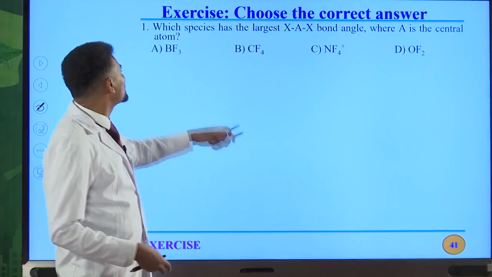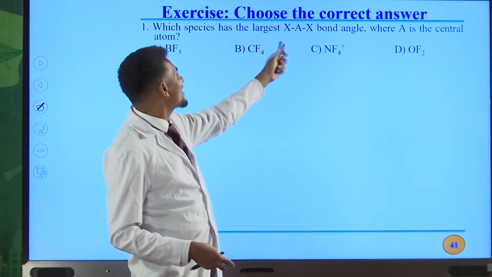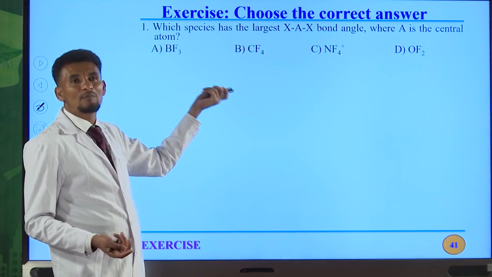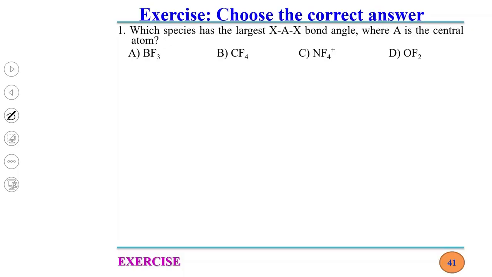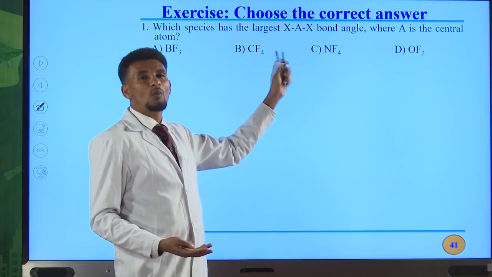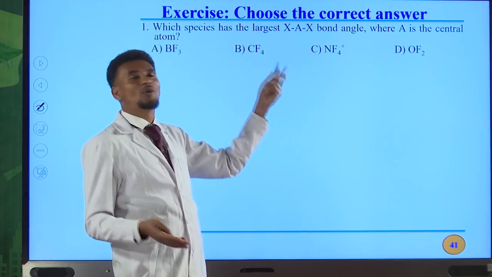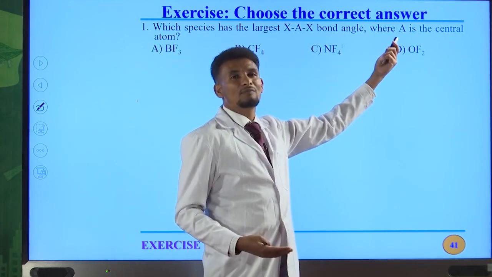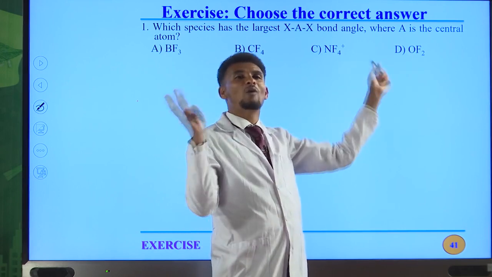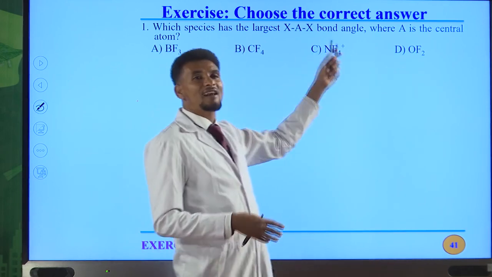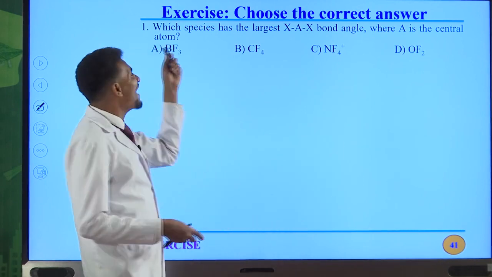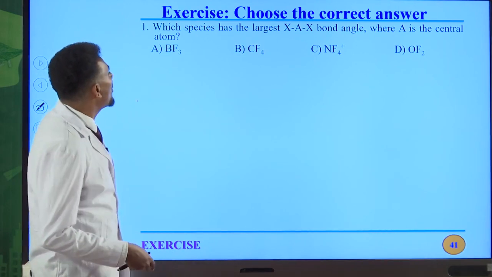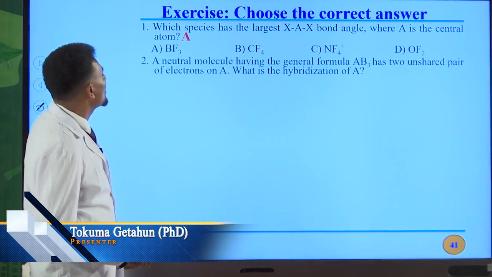Question number 1 says, which species has the largest X-A-X bond angle, where A is the central atom? BF3, AB3 type. We have no lone pairs of electrons, so the bond angle is 120 degrees. But this is tetrahedral. We have no lone pairs of electrons. Its bond angle is 109.5 degrees. This is also tetrahedral, but this is V shape. The bond angle is almost 104.5 degrees. This is tetrahedral, 109.5 degrees. Therefore, this one has a larger bond angle when compared with other molecules. So A is the correct answer for this question.